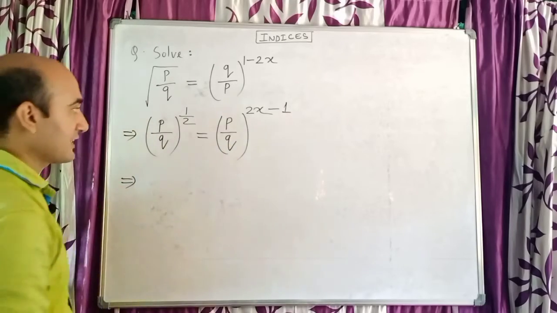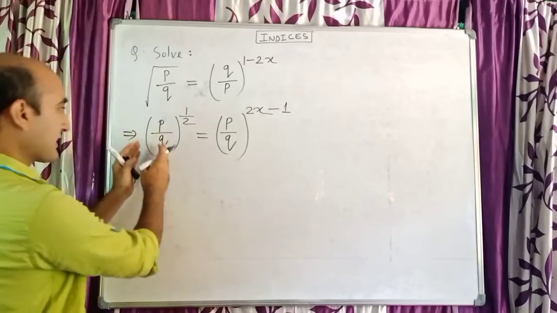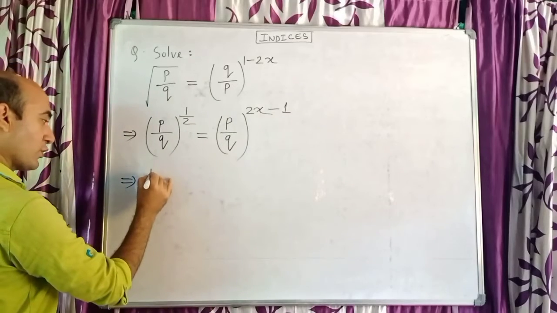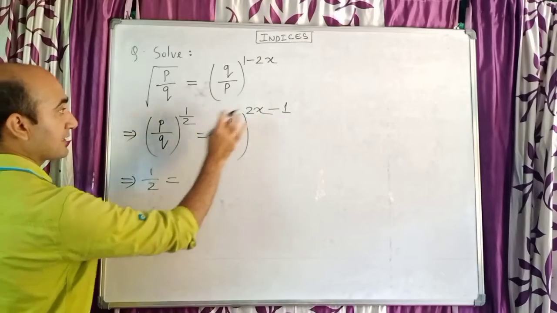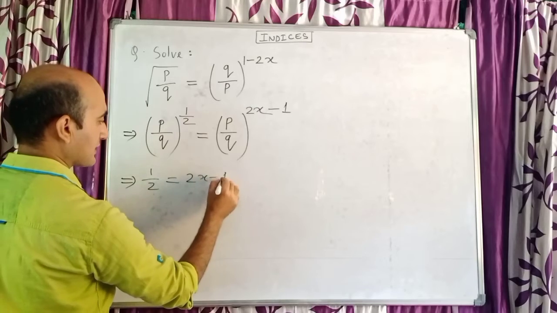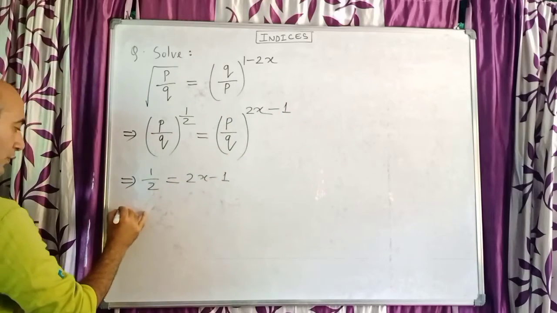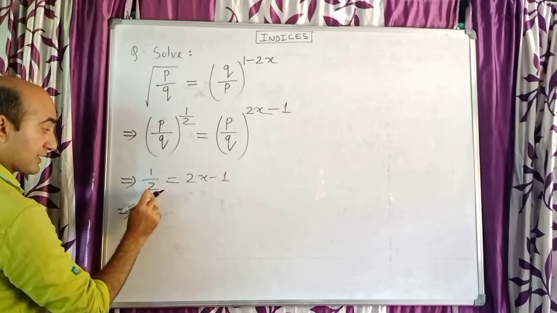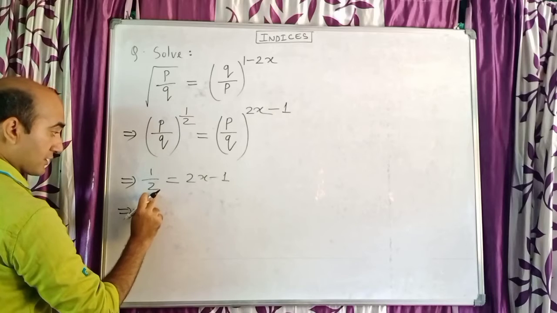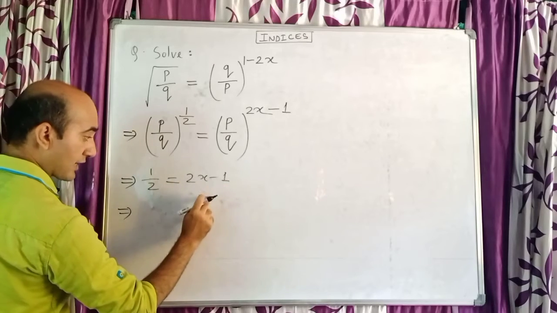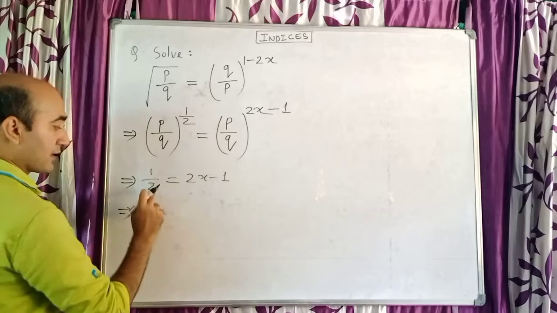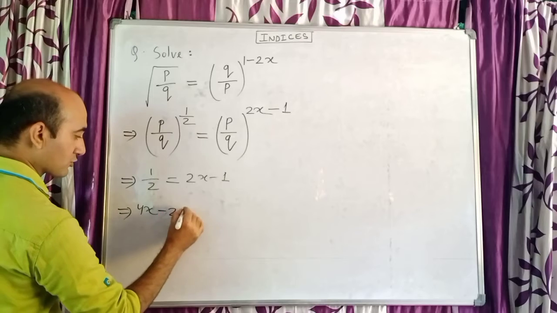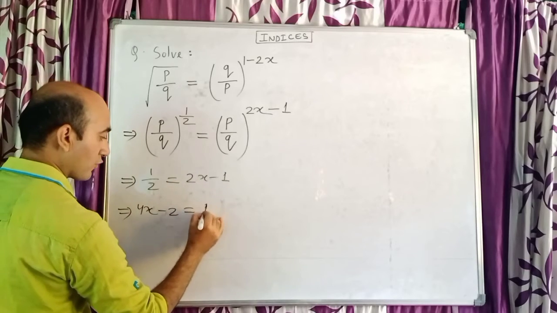Now very easy children, the bases are equal, p by q. So we can write the powers equal. So 1 by 2 is the power on this side, and 2x minus 1 is the power on the right hand side. Now we have to find the value of x. X is on the wrong side. What you do? You cross multiply this 2x minus 1 with 2 first, and then this 1 with the one below. This 1 you multiply in the second step. So first one, 2 2s are 4x, 2 1s are minus 2, equal to 1 1s are 1.